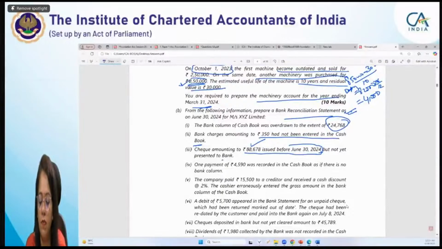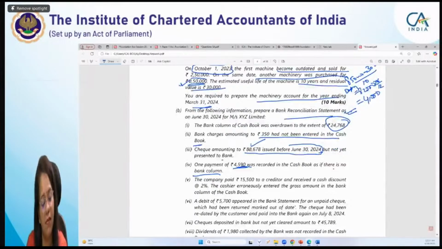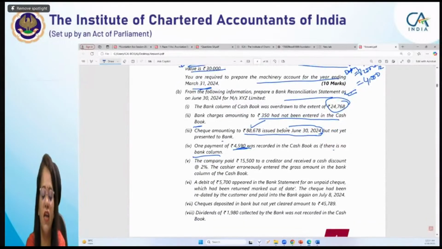One payment of rupees 4,590 was recorded in the cash book as if there is no bank column. This has been recorded in the cash book which should not have been recorded in the cash book. ये नहीं record होनी चाहिए थी ना cash book में. So this has to be added. एक ये payment मिली and we have recorded in the cash book.